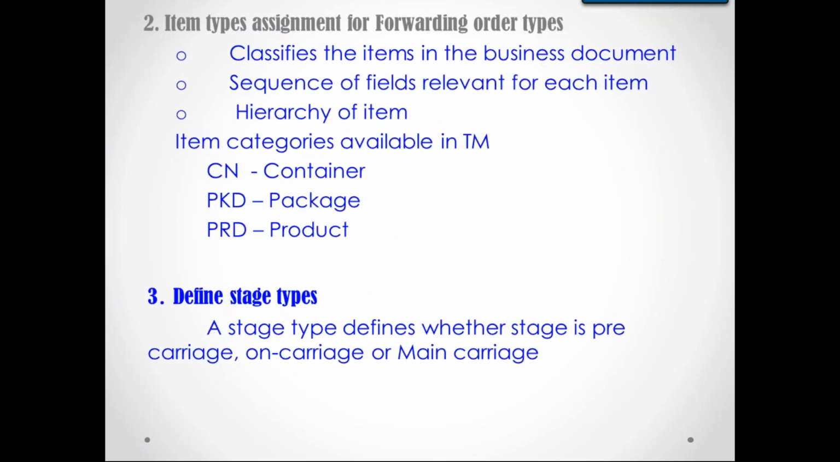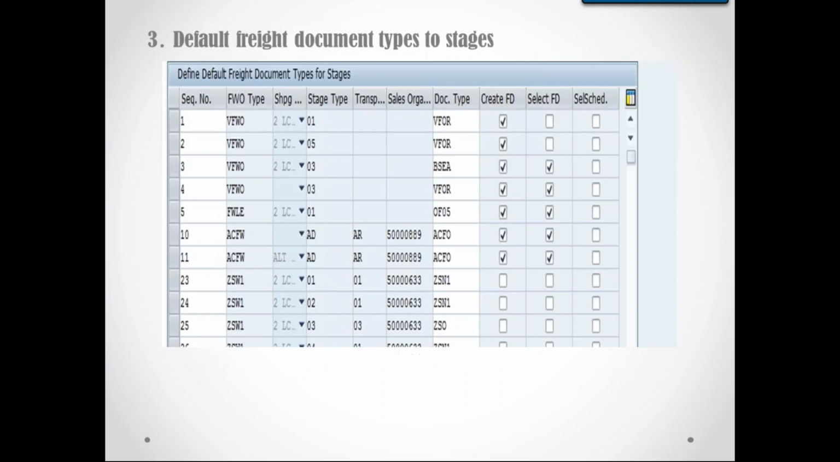Next is item types assignment for the forwarding order. We have three kinds of item types: container, packaging and product. What are the different stage types? We have pre-carriage, on-carriage and main carriage, and default document types for stages. Here we assign, based on the forwarding order, how many stages we want to determine.